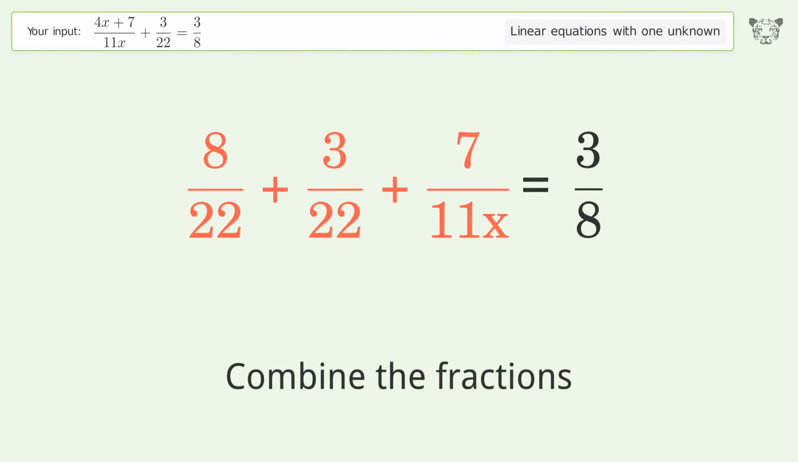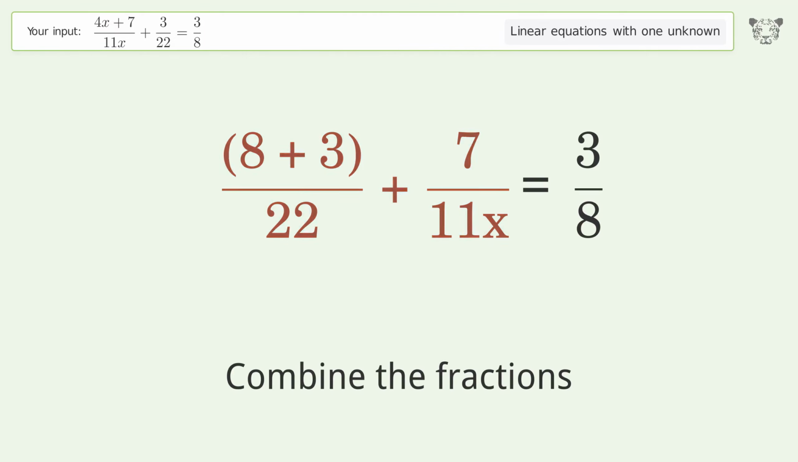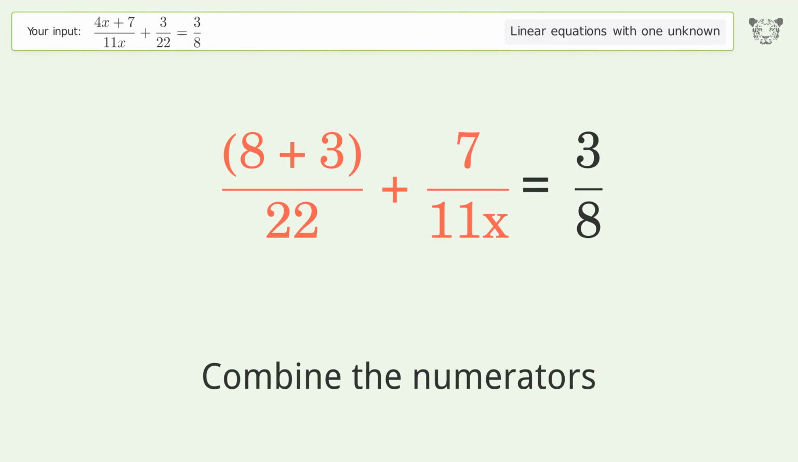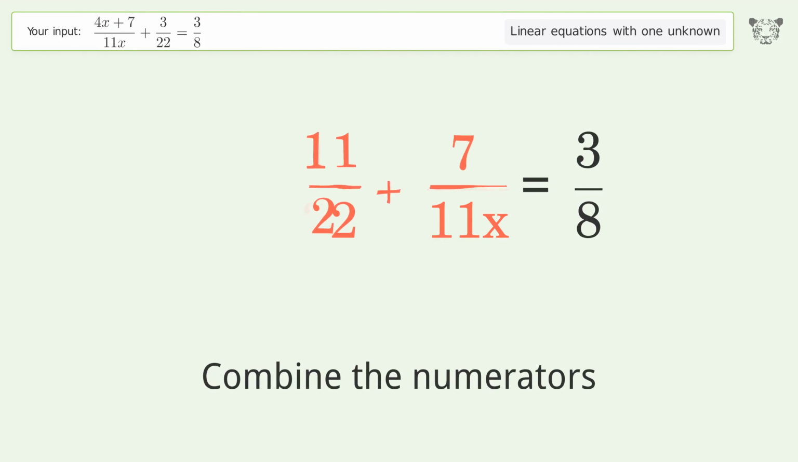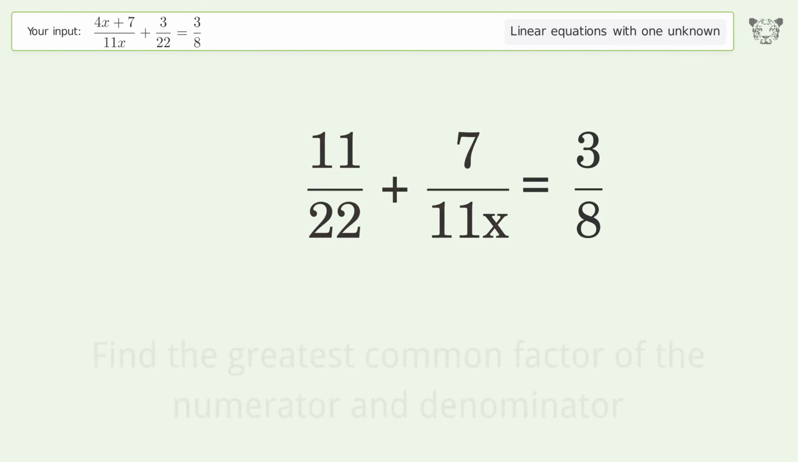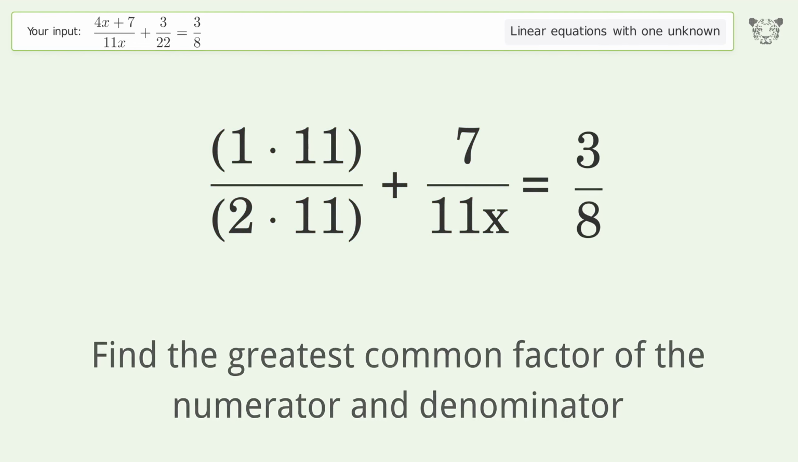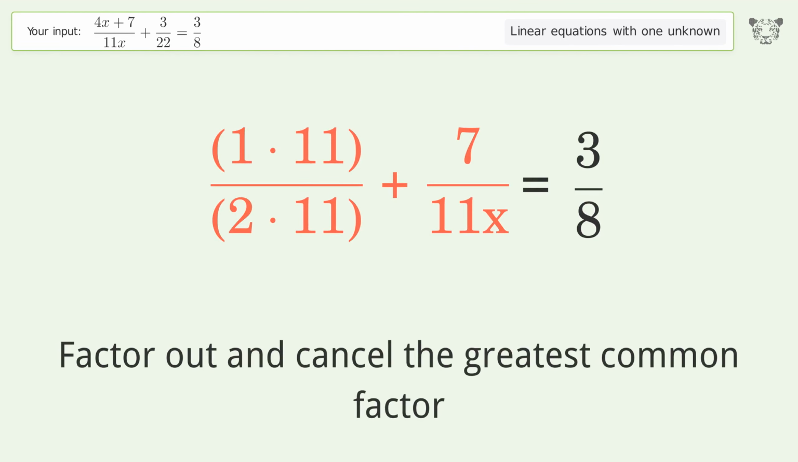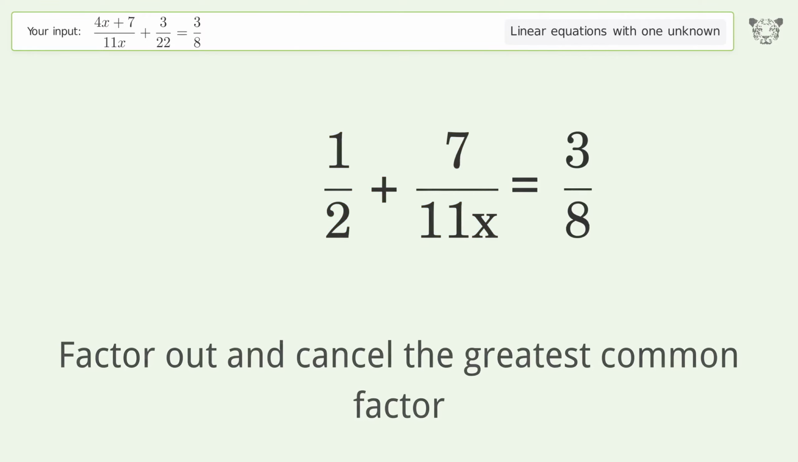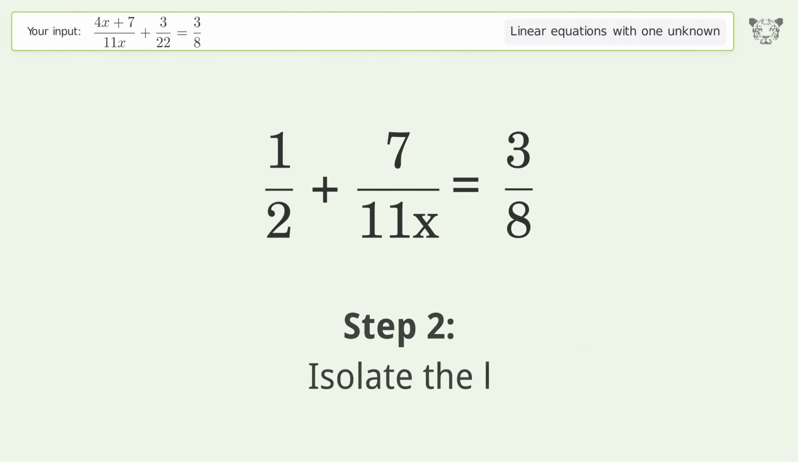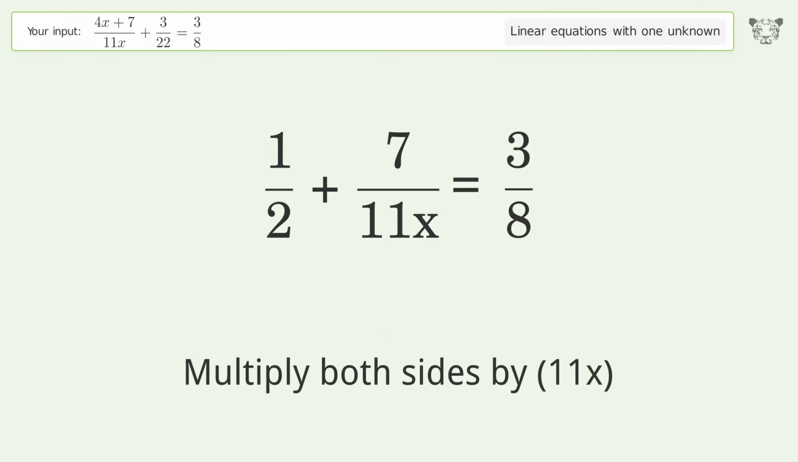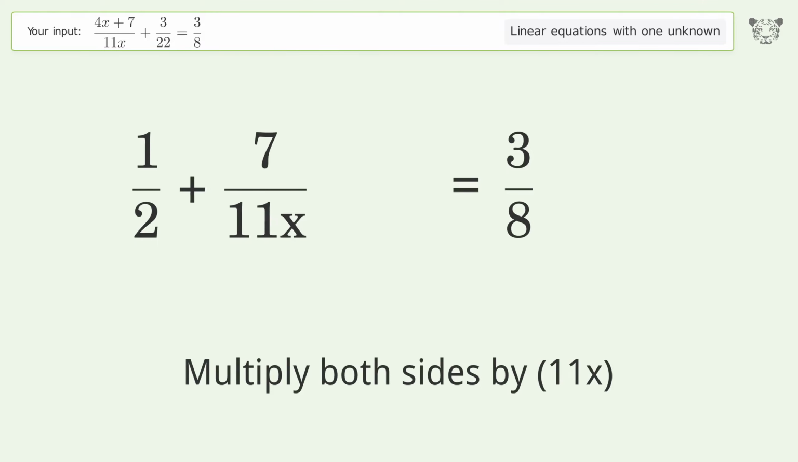Combine the fractions. Combine the numerators. Find the greatest common factor of the numerator and denominator. Factor out and cancel the greatest common factor. Isolate the L. Multiply both sides by 11x.